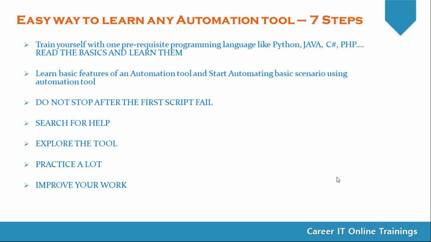Then in the second step itself, after learning the basic features, we will try to automate one basic simple scenario. Okay, then 99% of the time the first scenario or first test case which you have automated will fail, guys. Okay, then please don't stop there. Whenever your automation script fails, don't stop there, and try to find out why that particular automation test case failed, what could be the reasons, and try to fix it as much as possible.